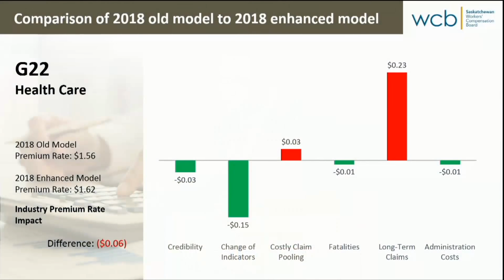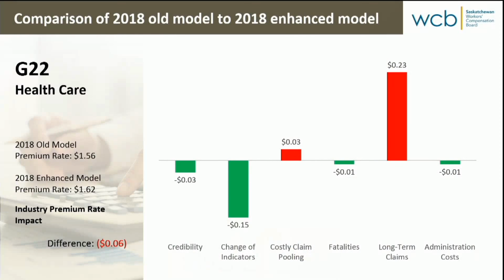Fatalities resulted in a slight decrease. I won't go into detail on that. The big one here is the long-term claims. This component increases reactivity and accountability by putting emphasis on the recent cost experience. So when we think about G22, most of your costs are happening in the most recent 7 years, as with all rate codes.